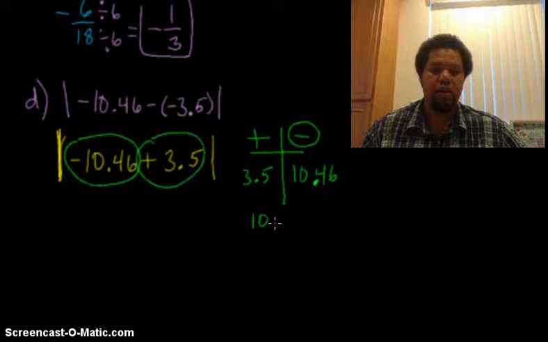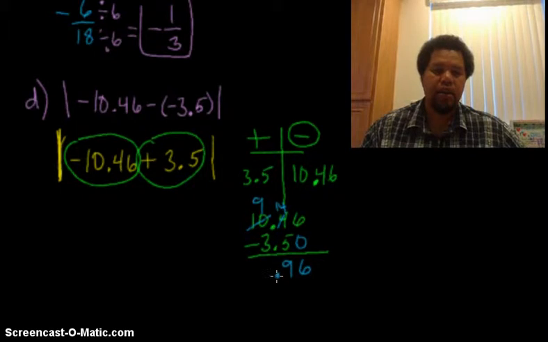So 10.46 minus 3.5, we have to line up the decimals. So we line up the decimals, and I have an empty space right here. And that empty space, I fill it in with a 0, so I can go ahead and subtract. So 6 minus 0 is 6. We're going to borrow from this 10. The 10 becomes 9. This 4 now becomes 14. So 14 take away 5 is 9. Bring down the decimal. 9 take away 3 is 6.